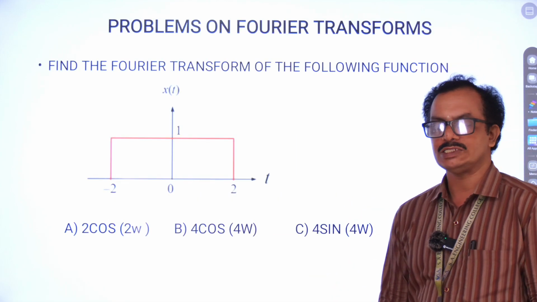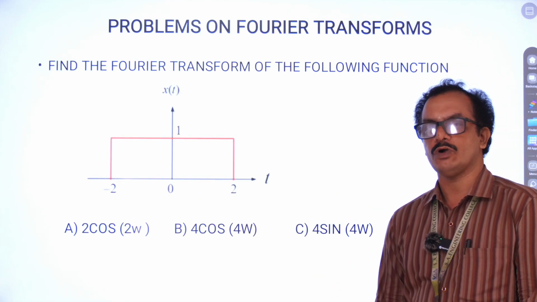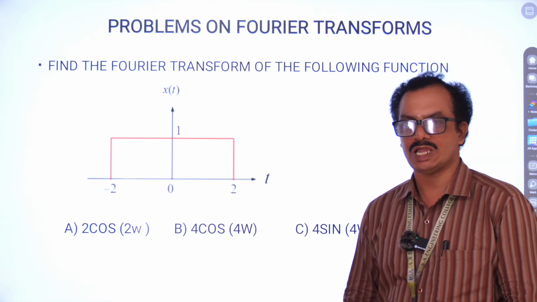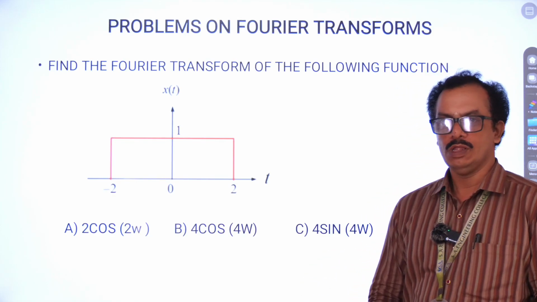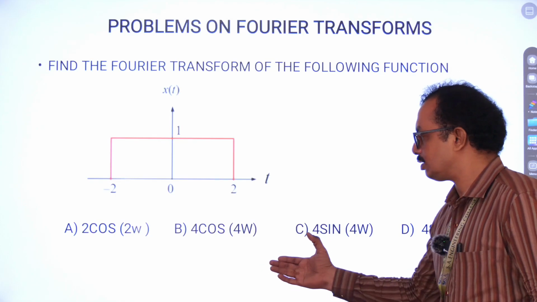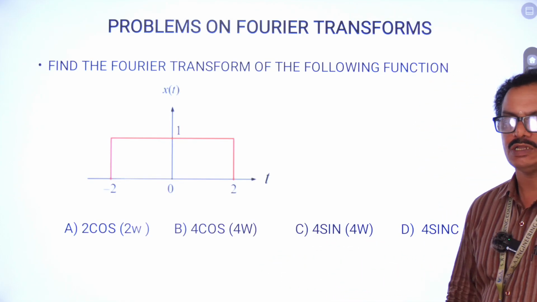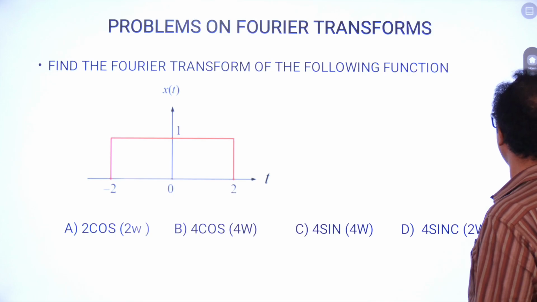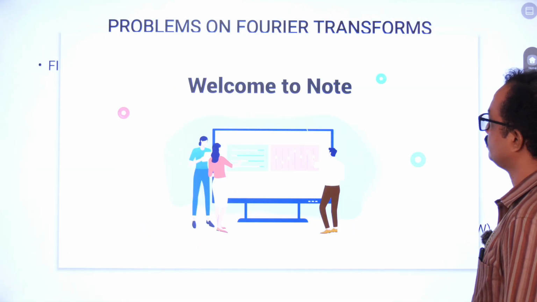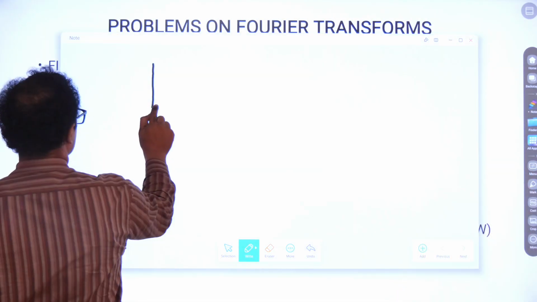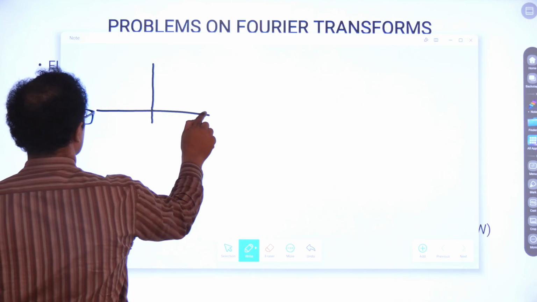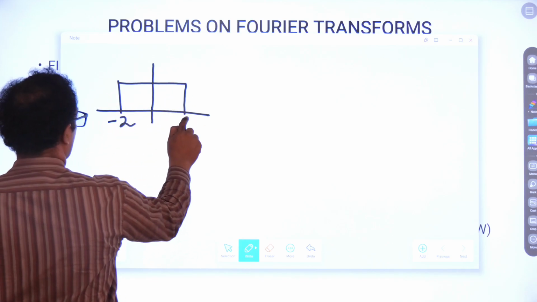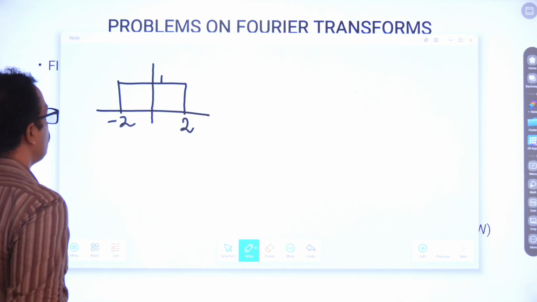Let us consider another example. We need to find the Fourier transform for a rectangular signal, given with the limit of -2 to +2, having an amplitude of 1. Various answers have been given. What will be the correct answer for this? Let us work it out and see.